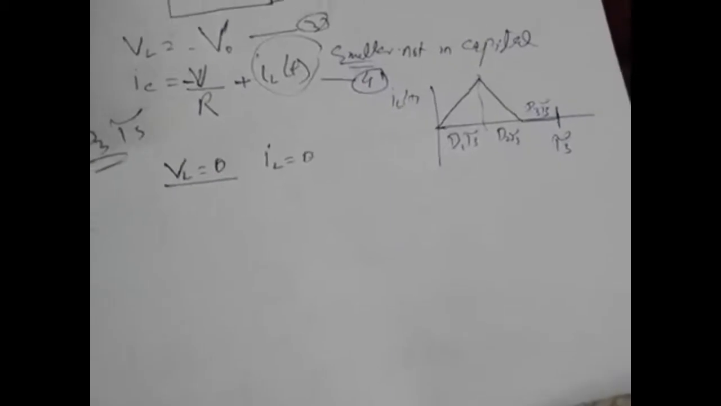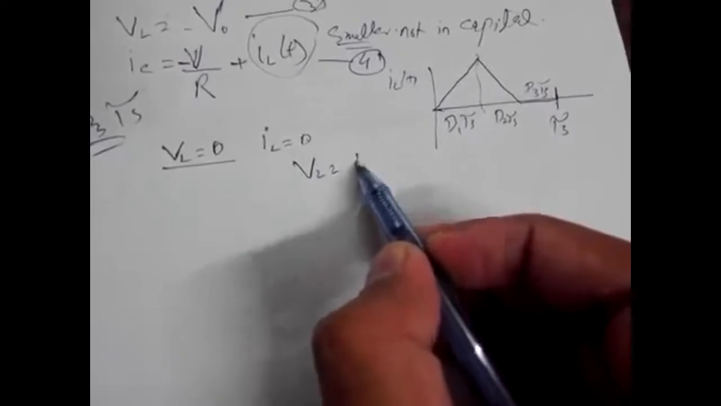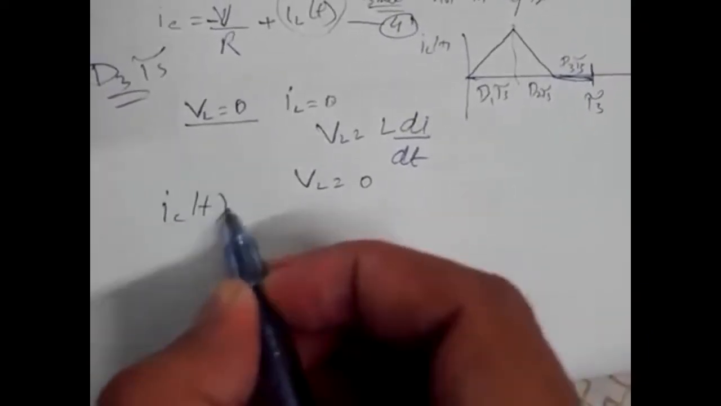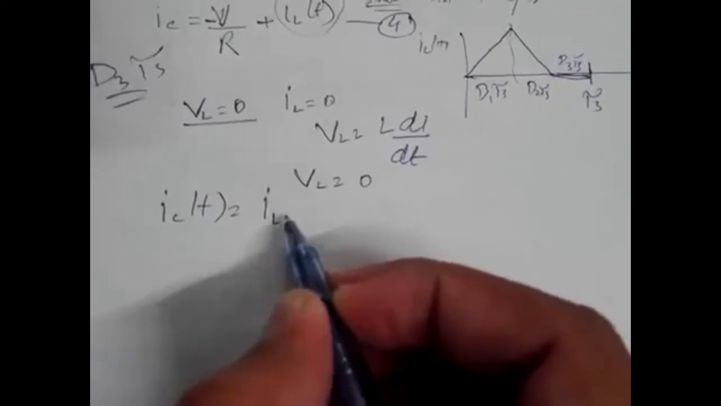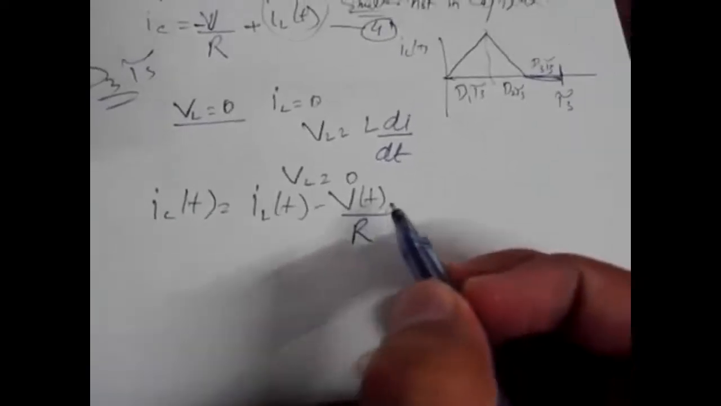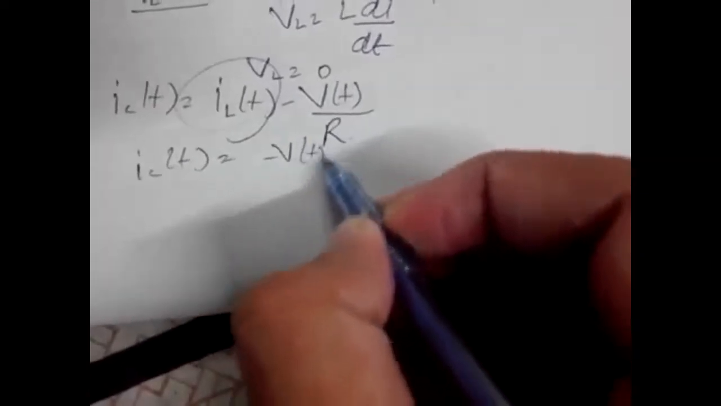Why is the voltage across the inductor 0? Because we know that vL is equal to L di/dt. So here the slope is equal to 0, so vL is also equal to 0. And the capacitor current iC(t) is equal to iL(t) minus v(t) divided by R. So here iL is equal to 0, so iC will be equal to minus v(t) divided by R.